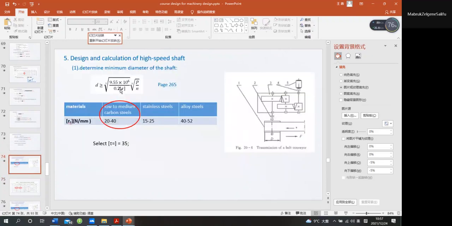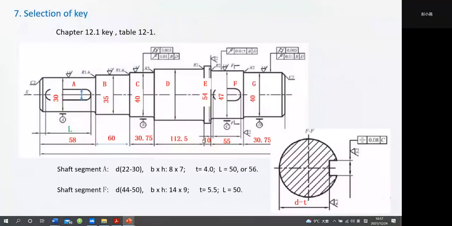We can't see the PPT. You can't see the PPT? Yes. It's small. Oh, it's small? Yes.